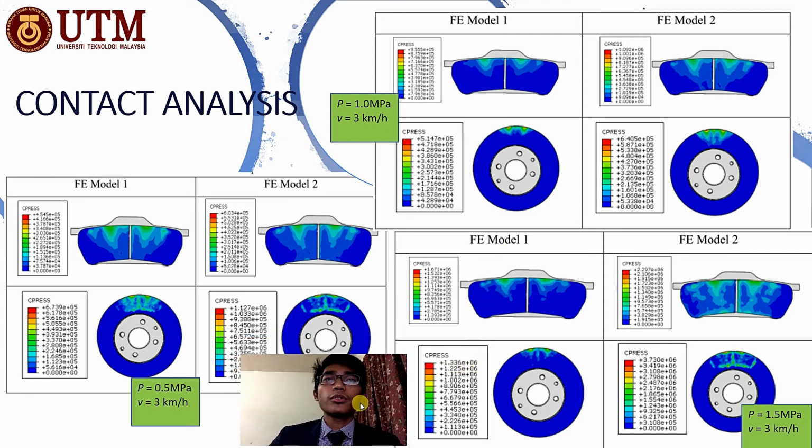We can say that the FE model 2 possesses a stronger pressure exerted on both disc and brake pad compared to the FE model 1. Also, the pressure exerted on the brake pad is much smaller than the pressure exerted on the disc.